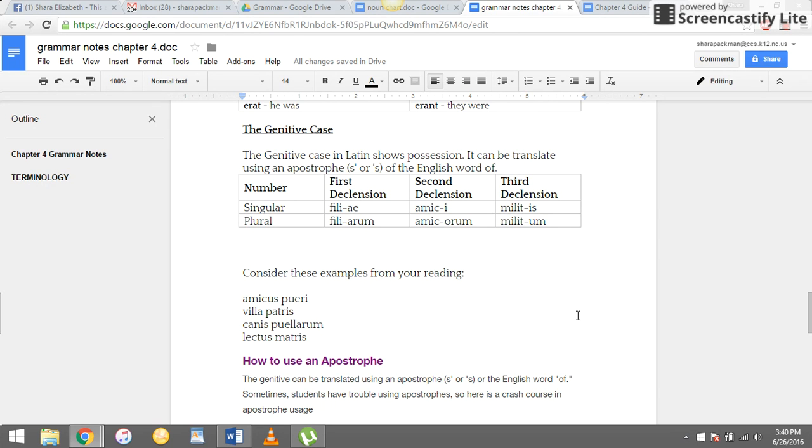We just did the imperfect tense. This is on the genitive case. The genitive case in Latin shows possession. You already learned how to use the genitive case in your vocabulary to find the stem of a noun and to find the declension of a noun. This genitive can be translated with an apostrophe S or S apostrophe, or with the English word of.